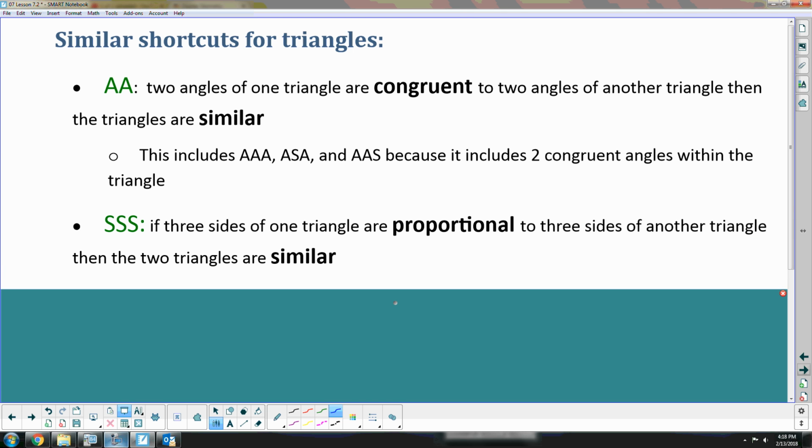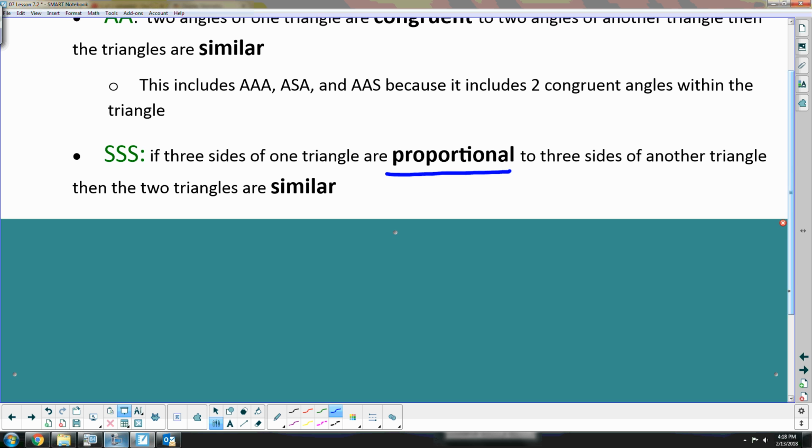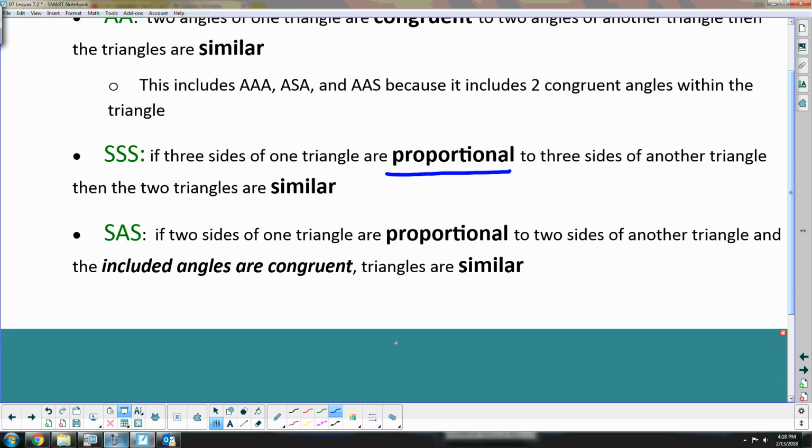All right, now another shortcut is side, side, side. But the difference between similar and congruent triangles, again, is that the sides are proportional. So if three sides of one triangle are proportional to the three sides of another triangle, then the two triangles are similar. And then lastly, if you have a side and an included angle and another side, so if two sides of one triangle are proportional to two sides of another triangle, and the included angles are congruent, then the triangles are similar.